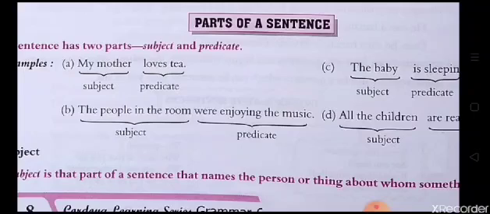The subject usually comes before the predicate, but sometimes it may come after the predicate. For example, under the table lay a book. Here, the subject is a book, while the predicate is under the table.